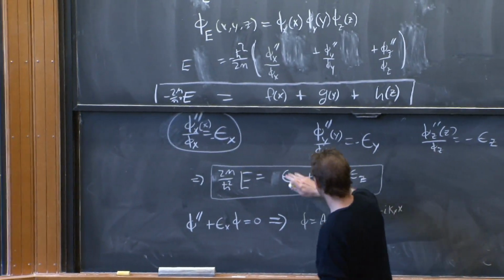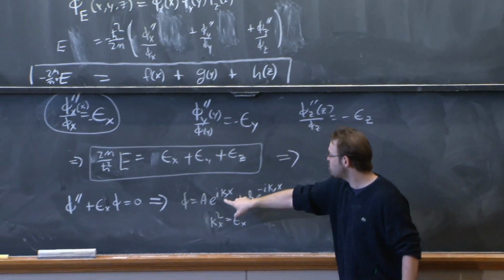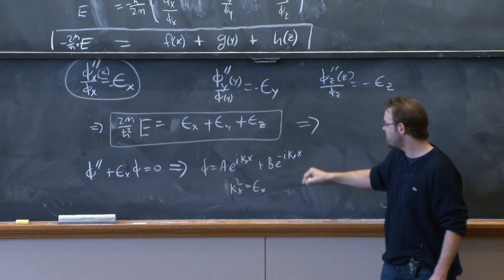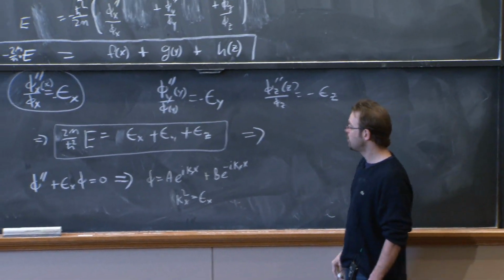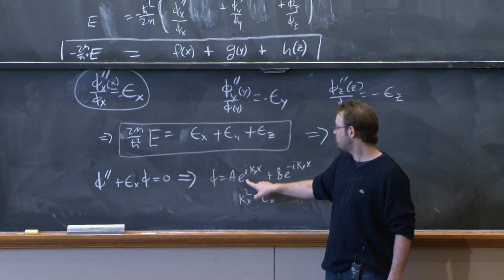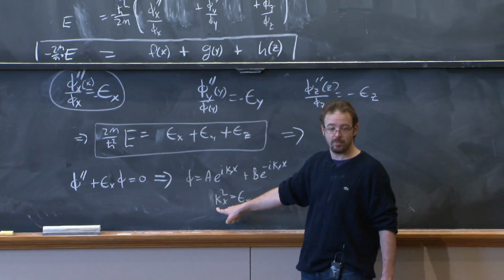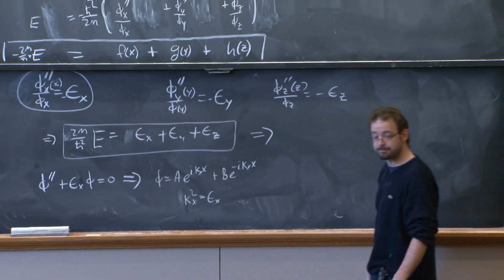And similarly for epsilon y and epsilon z, each with their own value of ky and kz, whose square is the epsilon accordingly. So what can you say about these epsilons? Well, the epsilons are strictly positive numbers. So to answer your question, the epsilons have to be positive.